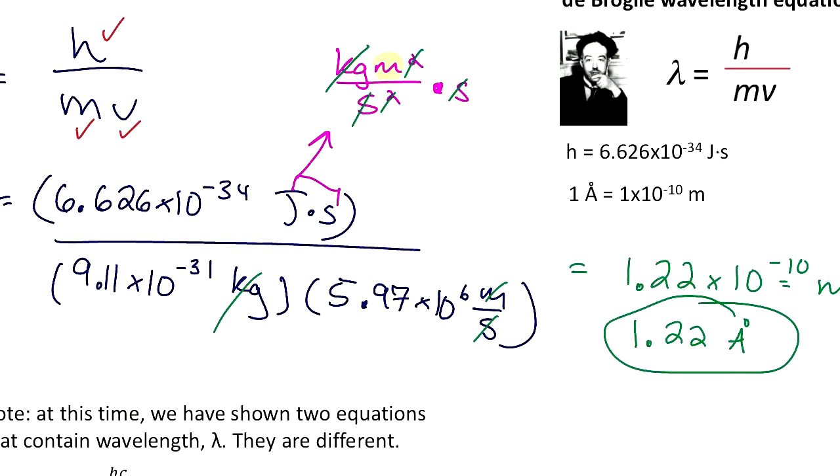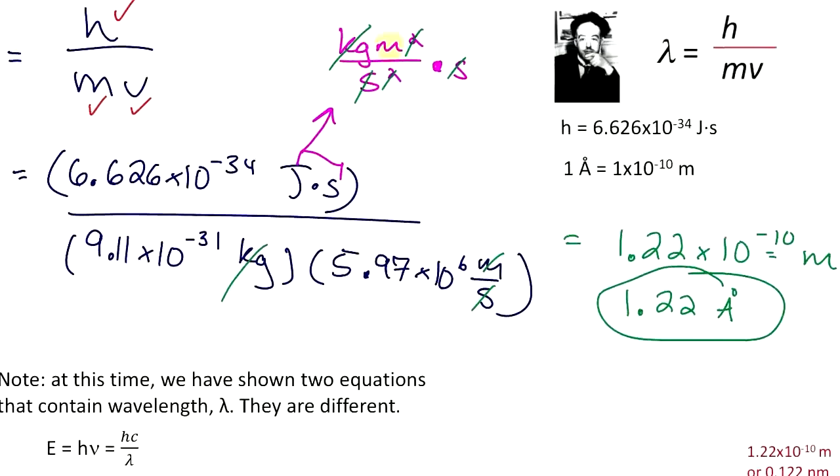So the idea here is that an electron is orbiting our atom, but it also has a wavelength that is on the same magnitude, on the same order of the actual size of our atom itself. And that becomes very, very important in the next part of this chapter where we talk about the Schrodinger equation.